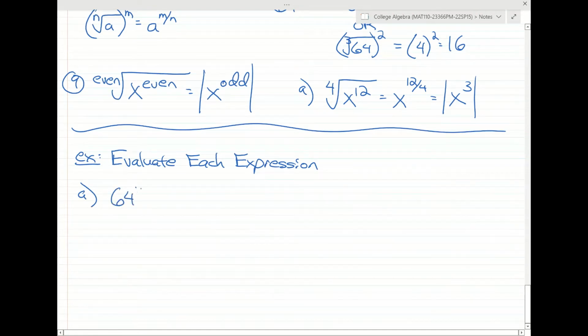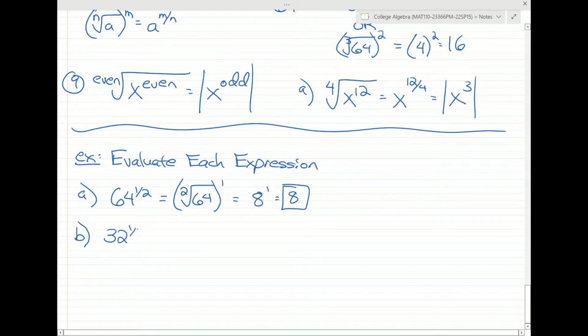64 to the 1/2 power. You have to be able to look at it and just say this is the second root of 64 to the first power. The square root of 64 we know is 8. 8 to the first is just 8. I'm going to go through these kind of quickly because they're kind of like one-step problems.